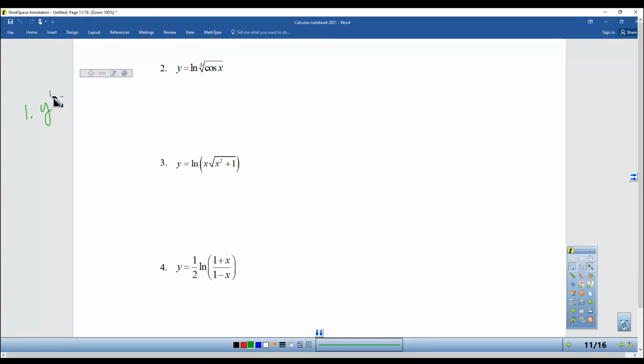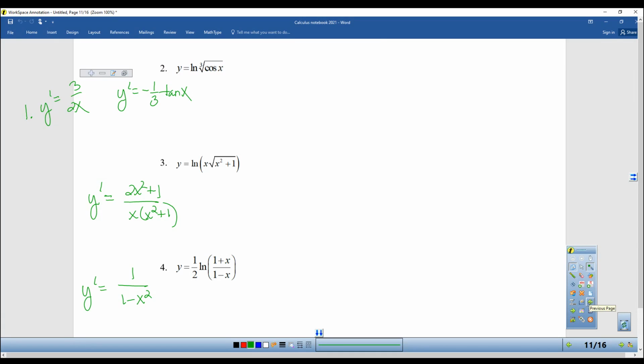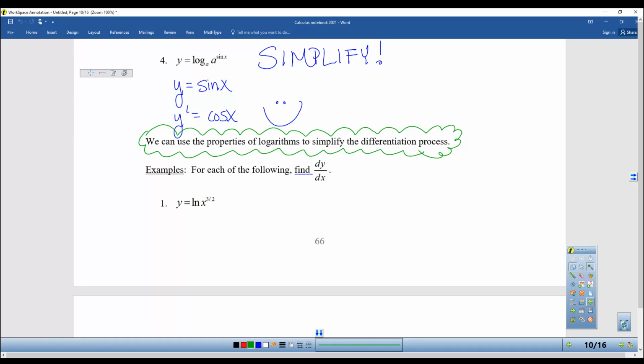Number 1 was y prime is equal to 3 over 2x. Number 2 is y prime is equal to negative 1/3 tangent of x. Number 3, y prime is equal to 2x squared plus 1 over x times x squared plus 1. And number 4, y prime is equal to 1 over 1 minus x squared. So if you'd like to screenshot those 4 answers, then you might not have to watch all of the video. All right, let's do them out.